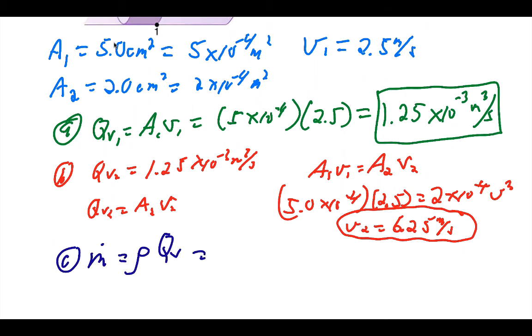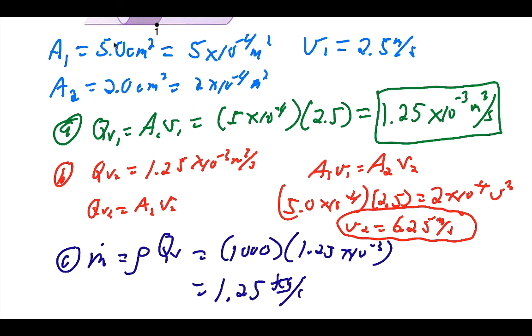Well, if this is just water, then the density is 1,000 kilograms per cubic meter. A volume flow rate of 1.25 times 10 to the minus 3 gives a mass flow rate of 1.25 kilograms per second. It's all pretty easy to do.